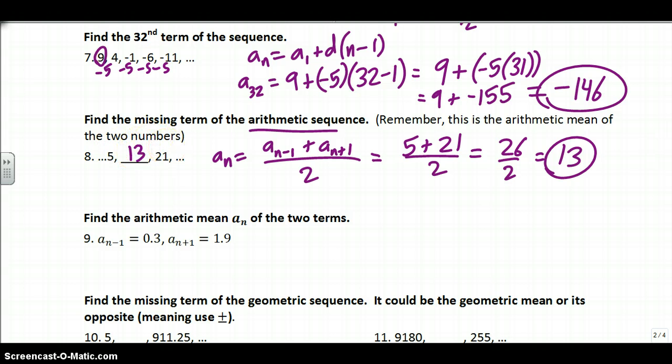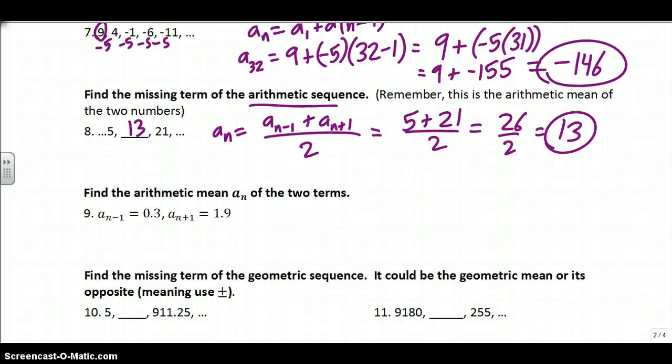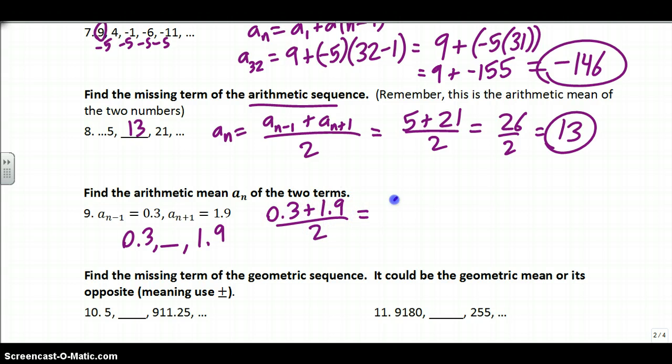Okay? Take a look at number 9. It's the exact same. Find the arithmetic mean. They might as well be asking you, what's the missing term, right? So we're going to add these and divide by 2. You get 2.2 divided by 2, so you get 1.1. Pretty simple.